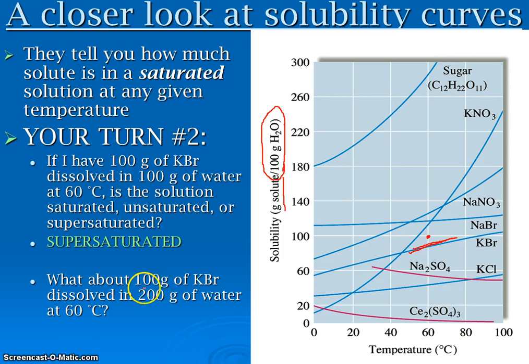The next question, though, gives you the same circumstance, 100 grams of KBr, 60 degrees Celsius. However, I have twice as much water. Twice as much water would mean twice as much capacity for holding the KBr. So according to this graph, the line crosses 60 degrees at about 85 grams or so. But if I double the amount of water, I double that capacity. So I should be able to hold about 170 grams of KBr in 200 grams of water, which means that 100 grams that I have would be an unsaturated solution.